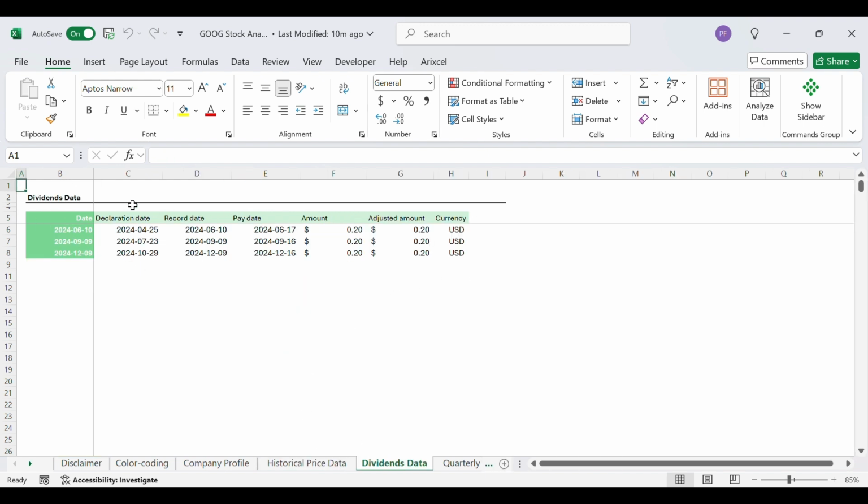Next tab, dividends data. So the dividend history of the company. In this case, we just have 3 data points because Alphabet just started paying out dividends in 2024. So we have 3 data points with the declaration date, record date, actual pay date, and then the amount, adjusted amount, and then the currency.